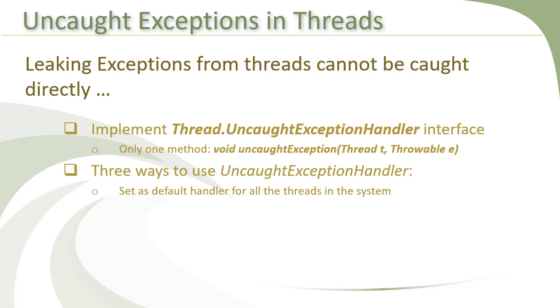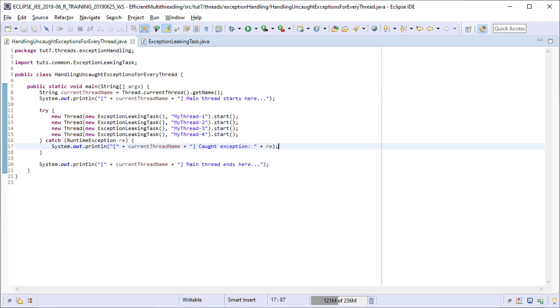In other words, there is just a single instance of UncaughtExceptionHandler for the whole application. This can be done by using the static setDefaultUncaughtExceptionHandler method of the Thread class. Obviously, it takes a parameter of type UncaughtExceptionHandler. So whenever an exception occurs in any thread in the application, the JVM uses this handler to handle the exception. We will see this technique in action now.